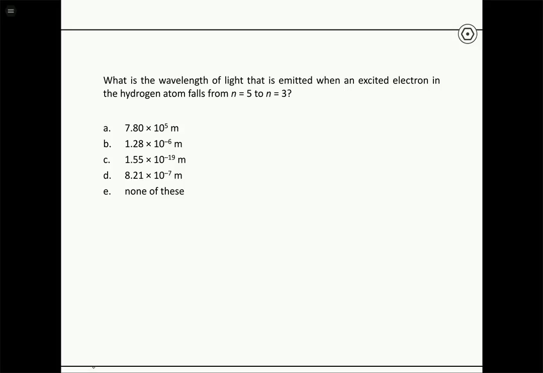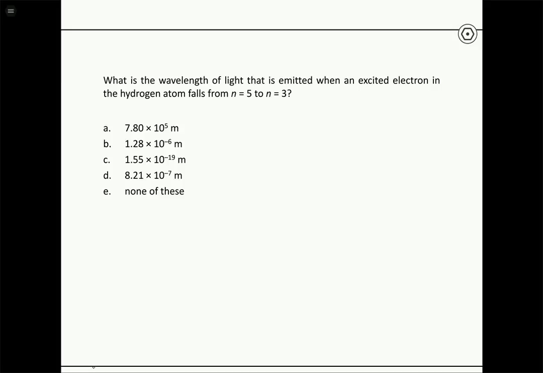So when an electron moves to either higher or lower energy, a photon is either absorbed or emitted, and we can use this Bohr equation to indirectly tell us about the wavelength or the frequency of that photon. But the Bohr equation won't give us that directly. We need to convert into wavelength or frequency, as we'll see. So in this question we're asking, what is the wavelength of light that is emitted when an excited electron in the hydrogen atom falls from n equals 5 to n equals 3?